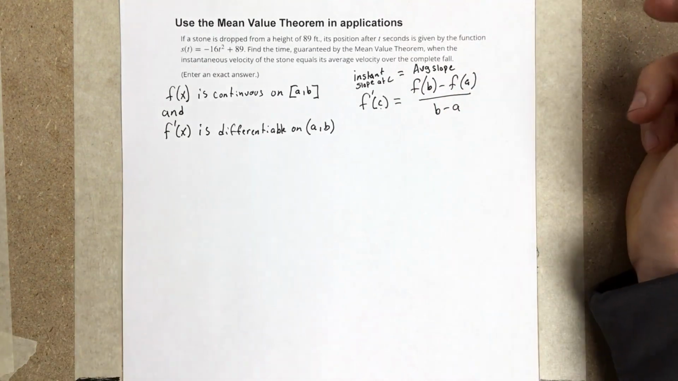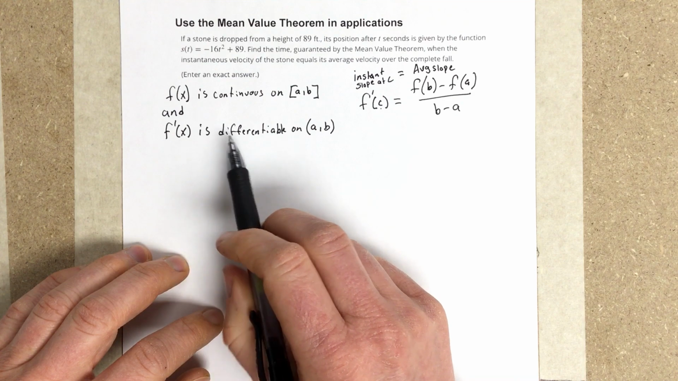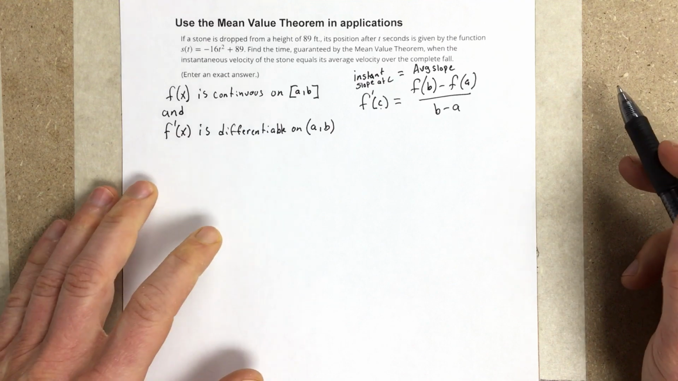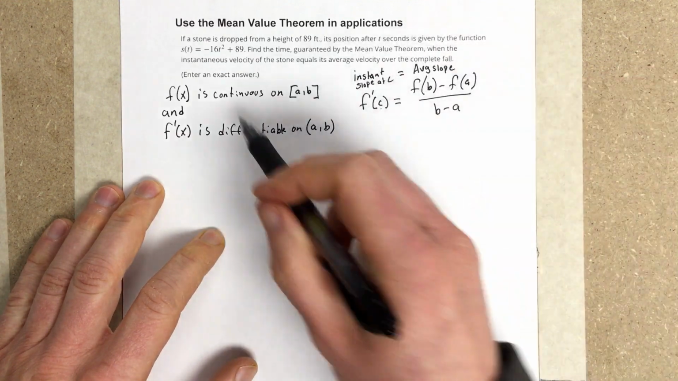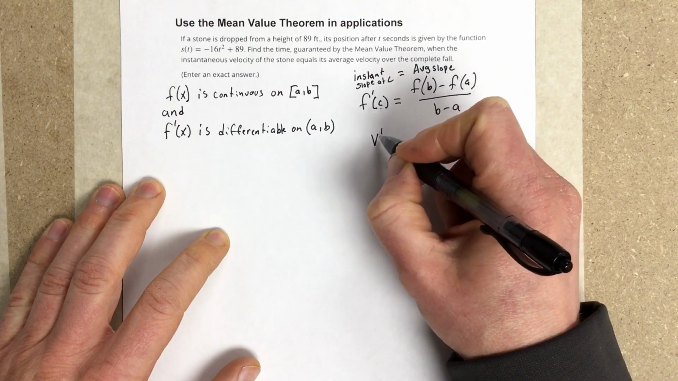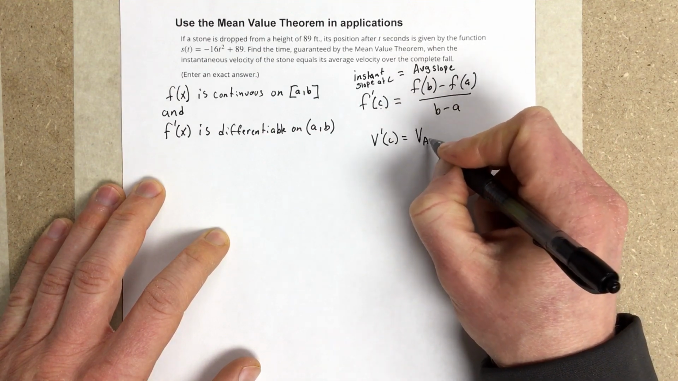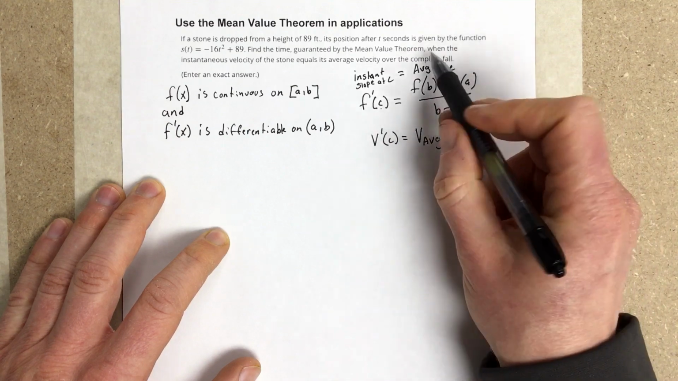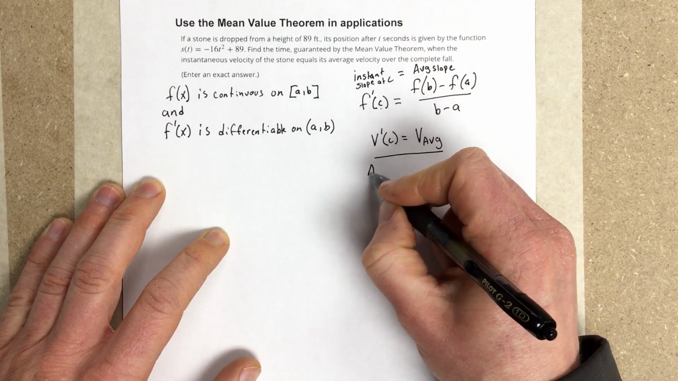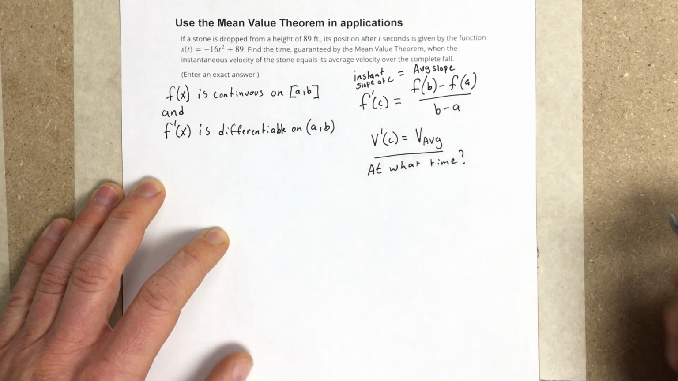So what we have to do is figure out, is f(x) continuous on [a, b]? And is f(x) differentiable on (a, b)? And then we want to figure out, for this problem, because they're saying when the instantaneous velocity, so they're asking about v'(c), they want to know when v'(c) is equal to the average velocity. We're trying to figure out at what time. What time does this occur?